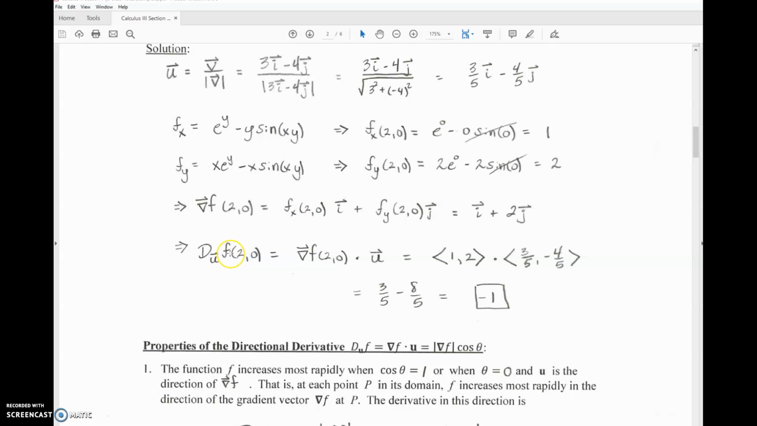And the derivative of f in the direction of u at the point 2, 0 is the gradient of f at 2, 0 dotted with u. So it's the vector 1, 2, that's the gradient of f, dotted with 3/5, minus 4/5. So it's 3/5 minus 8/5, which is minus 1. And remember, what that means is that it is the slope of the tangent line sitting on the surface of f in the direction of u over the point 2, 0 in the xy plane.